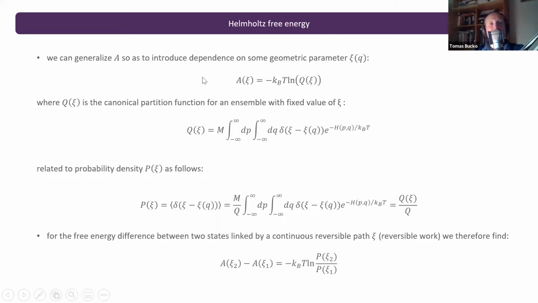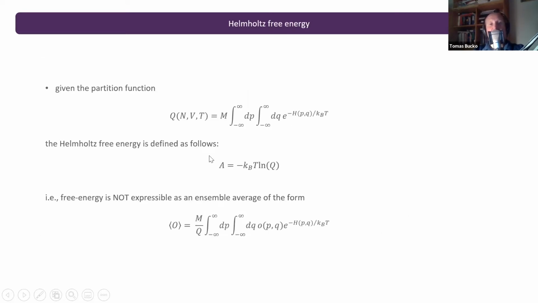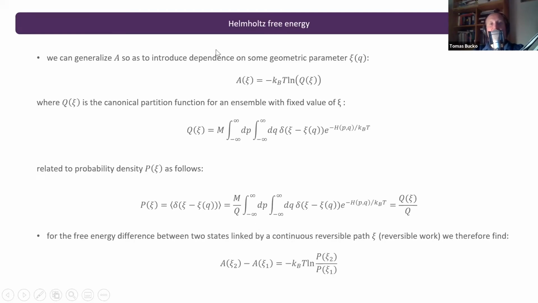Well, we can generalize the concept of Helmholtz free energy by introducing dependence on some geometric parameter, psi. We do so by first introducing this dependence into the canonical partition function. This special Q of psi is basically a partition function for all states with the parameter psi fixed at a certain specific value. Now if you plug that into the defining equation, you get the psi-dependent free energy.